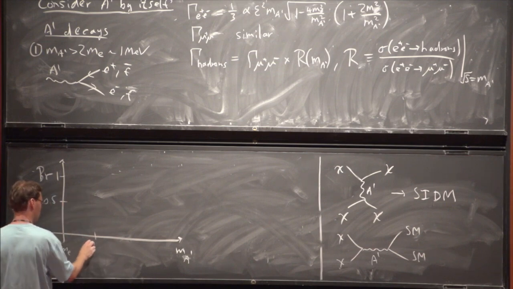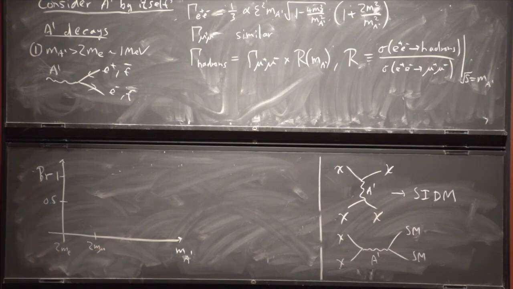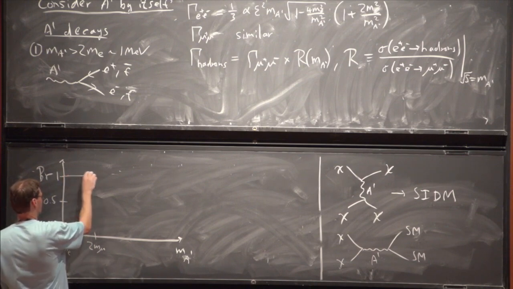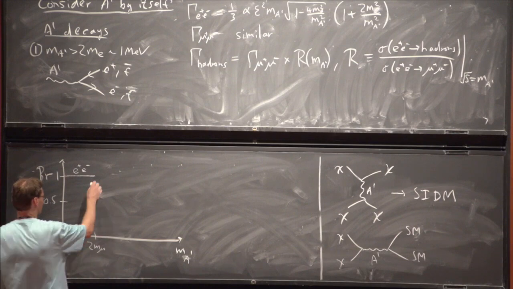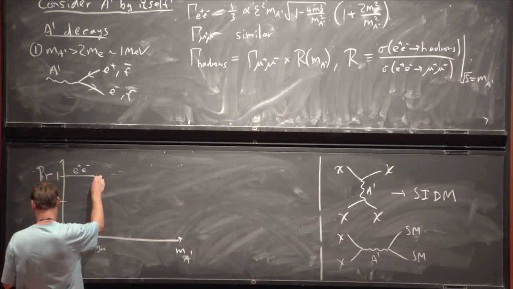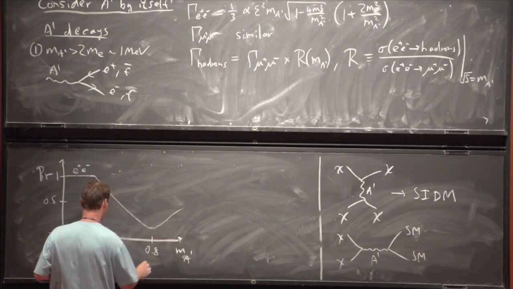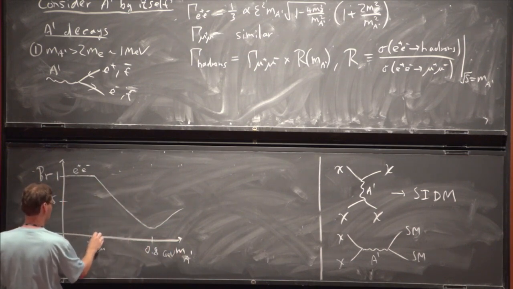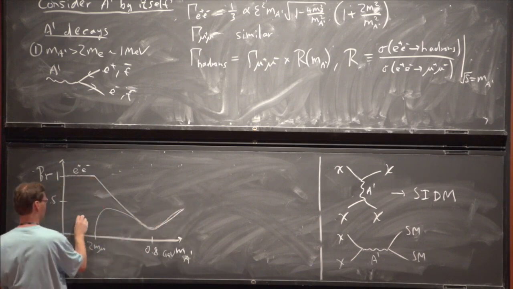So below twice the muon mass, it can only decay to e plus e minus. So the branching ratio to standard model particles is 100% to e plus e minus. Once you get to the 2 muon threshold, then the dark photon can decay to muons as well. So then the branching ratio to electrons drops. And let me just finish drawing it like this. This is 0.8 GeV. You'll see why it does that in a second. So here it comes in. This is mu plus mu minus.